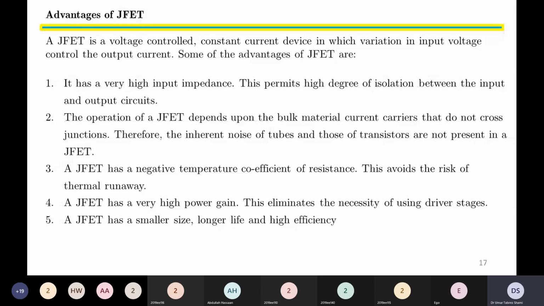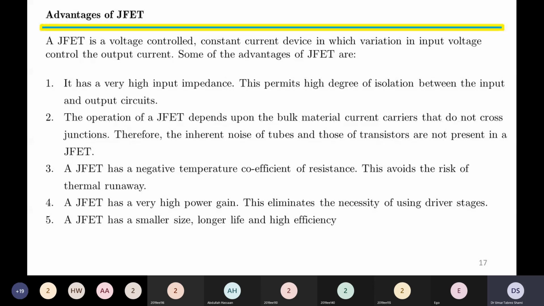A JFET has a negative temperature coefficient of resistance. This avoids the risk of thermal runaway. A JFET has a very high power gain. This eliminates the necessity of using driver stages.